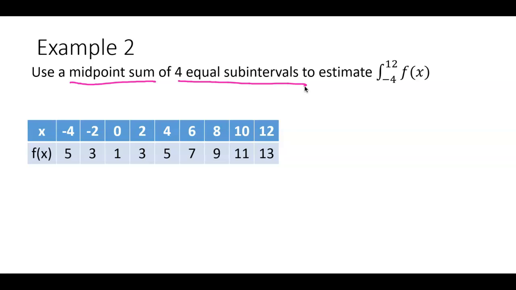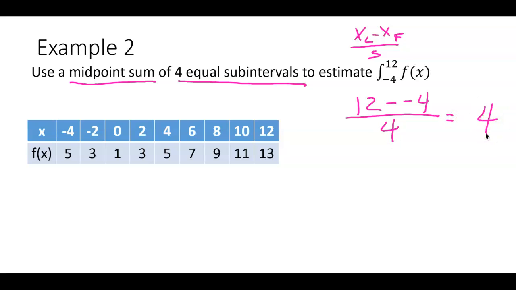If I want to find 4 equal subintervals, I'm going to use my cards first here. Pearl, if I want to find 4 equal subintervals, what do I do? Good. Good memory. I like how you worded it. X last minus x first over subintervals. So that would be 12 is my last x value. My first x value is -4. And I want 4 subintervals. And that's 4. Okay?